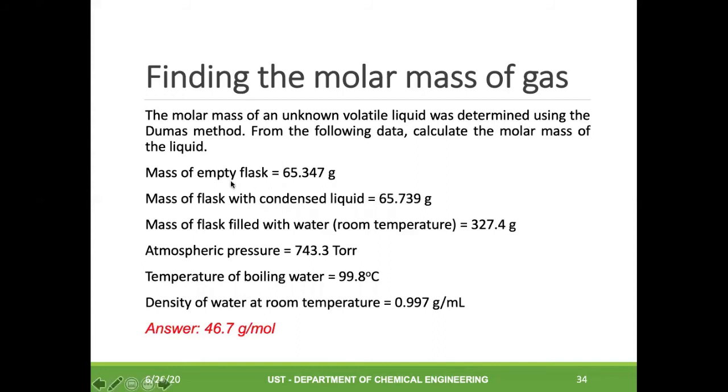Now, given the following: the mass of the empty flask from the experiment is equal to 65.347 gram. Mass of flask with the condensed liquid is 65.739 gram. Mass of flask filled with water at room temperature, which refers to the volume of the vessel, is equal to 327.4. Atmospheric pressure is equal to 743.3 torr. The temperature is equal to 99.8 degrees Celsius, and the density of water is equal to 0.997 gram per ml.